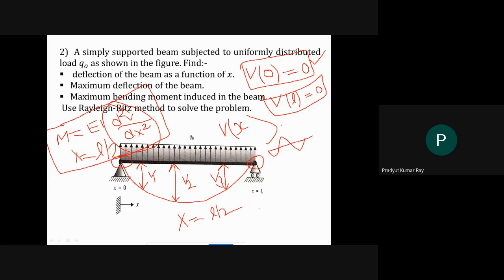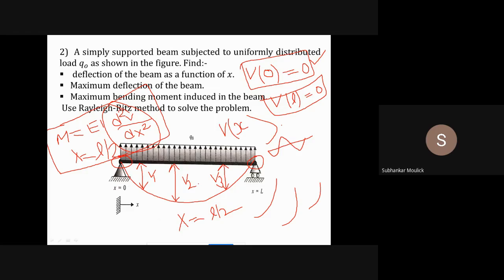Polynomial means what? Polynomial is like this. This is a polynomial function, exponential function, cubic function, quadratic function. But if you see in this problem, due to UDL, the beam is bending in a sinusoidal kind of curve pattern. So you can take the polynomial function, but the degree of accuracy will be very less. That means practically your solution is incorrect because you have taken the wrong assumed displacement field.